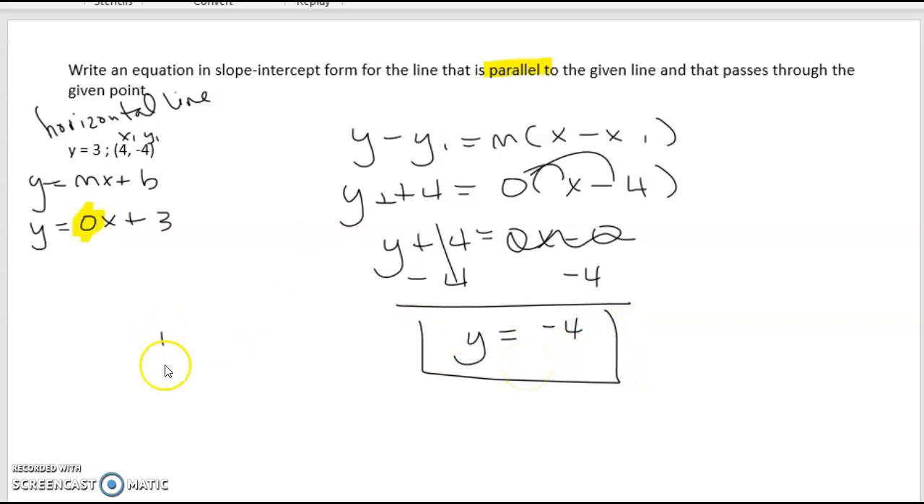Because if you think about a graph, and I have a horizontal line, it can only be parallel to other horizontal lines, right? So that makes sense that this one's going to have a 0 slope.